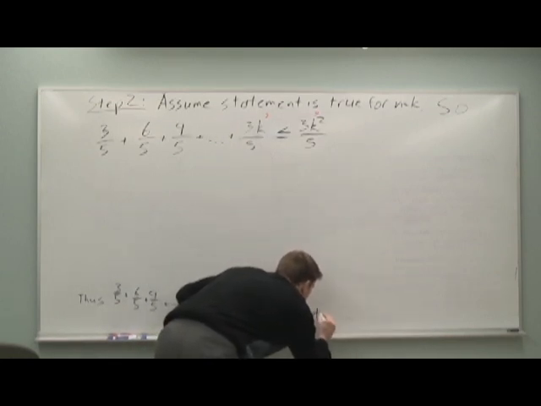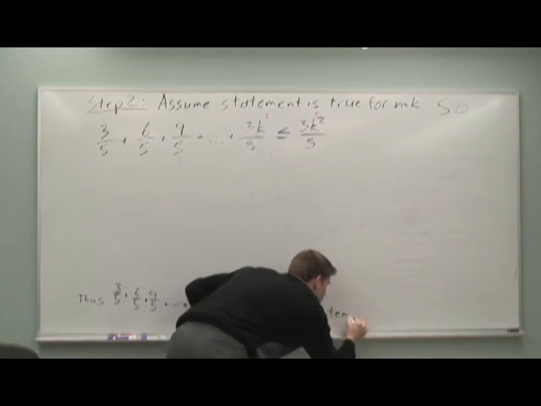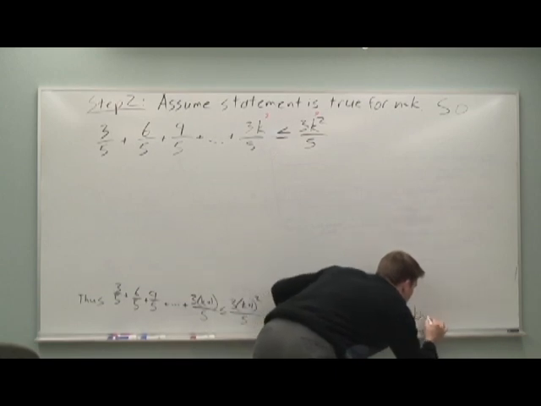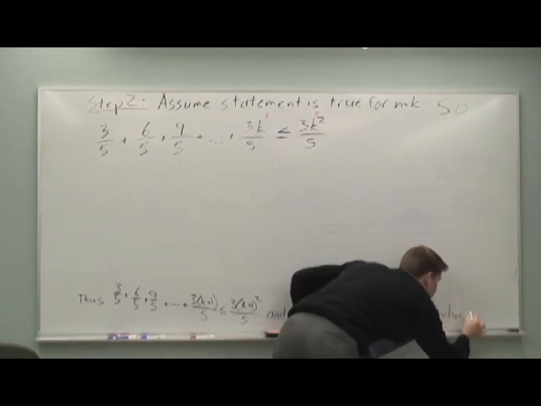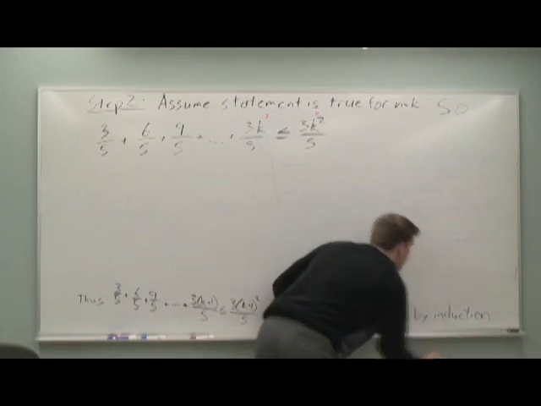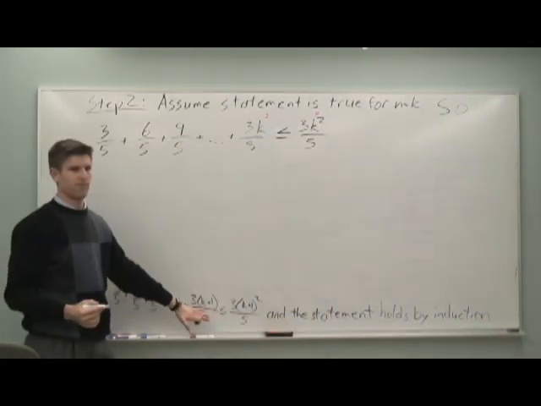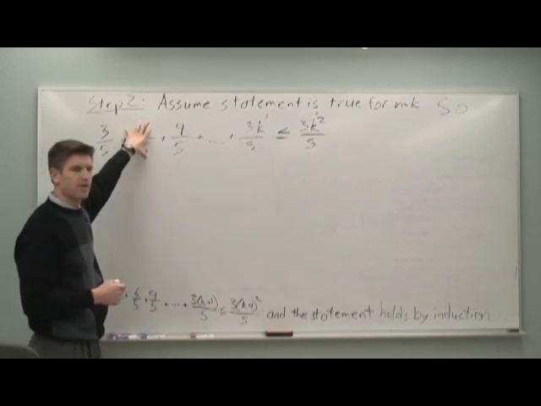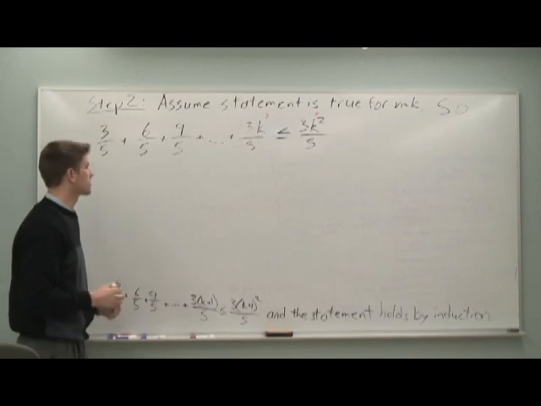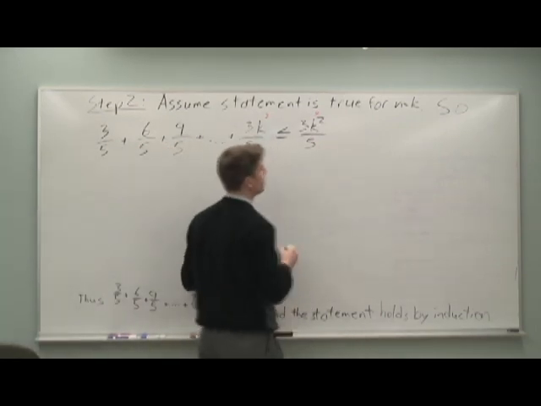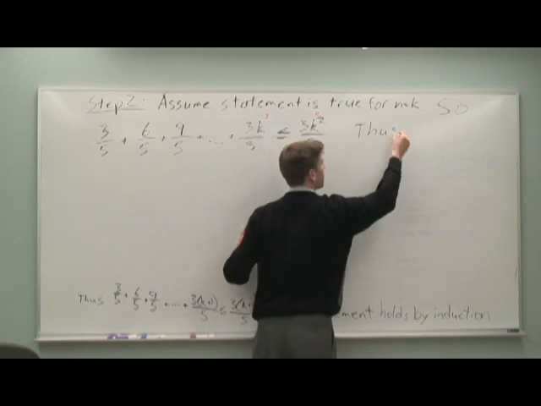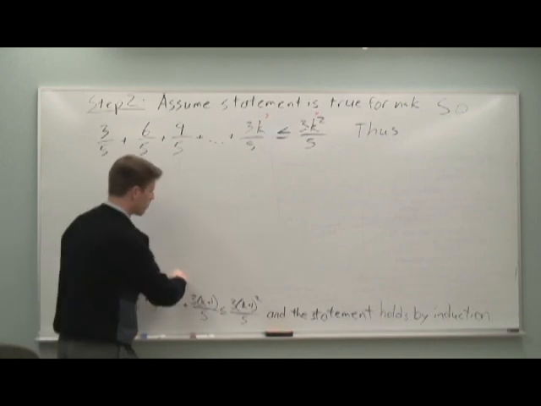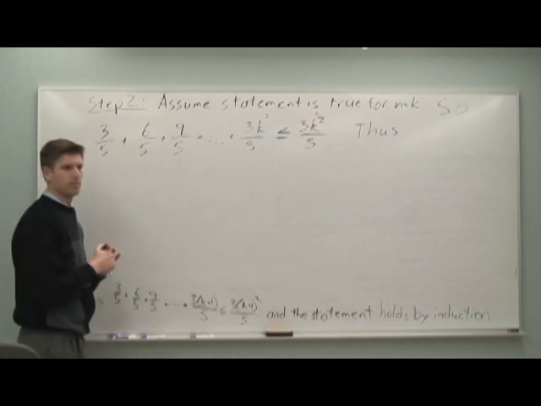And the statement holds by induction. That's going to be the end of my proof. How do I take this, the thing I'm allowed to assume, and reach this? Well, I'm going to say "thus," and I'm going to start with the left-hand side of what I have, and I'm going to work my way somehow to the right-hand side.